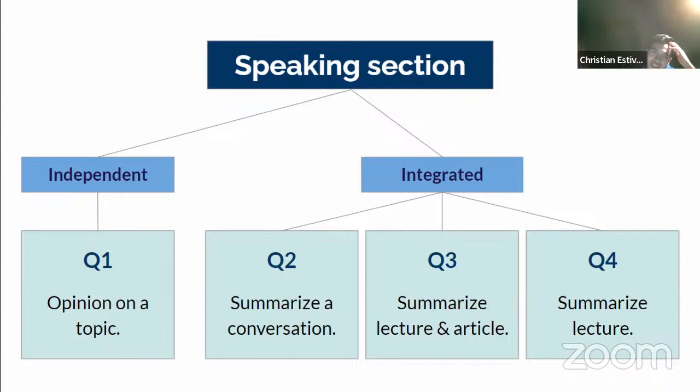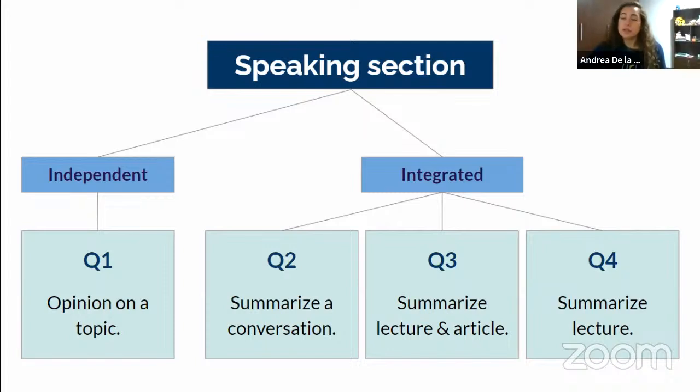Well, the independent is about a topic that you know. And the integrated, those questions you need to listen or to read other lectures or information. Exactly. Perfect. Thank you, Christian.